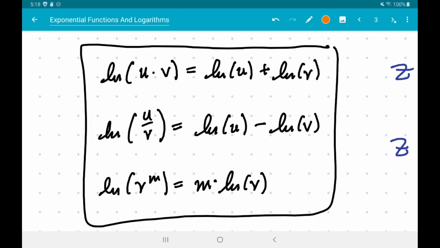Okay, so this is the take apart technique for using properties of logarithms to rewrite an algebraic expression.